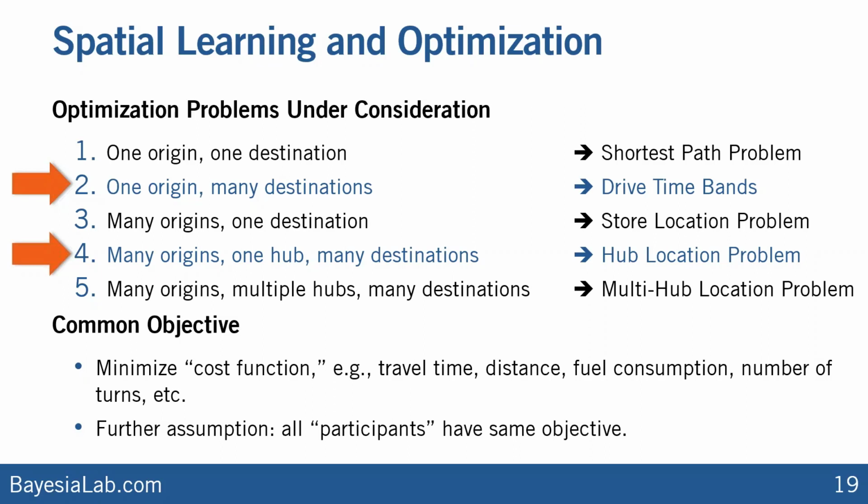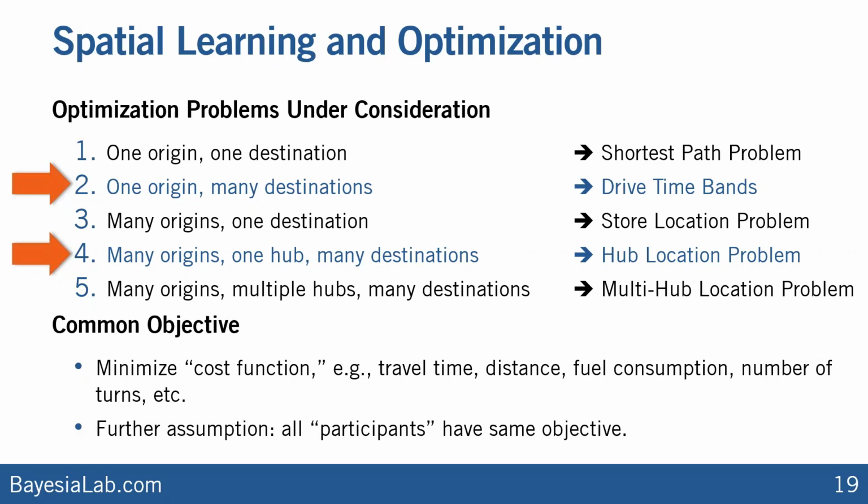But one thing I should state is that with all these problems, there's really a common objective, and that is that we wish to minimize a cost function. And sometimes this cost function could be travel time, distance, fuel consumption, number of turns. Somewhere I read that when UPS or FedEx plan their daily routes, they try to minimize the number of left turns. So things like that.